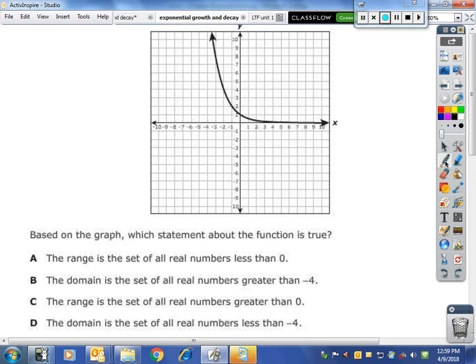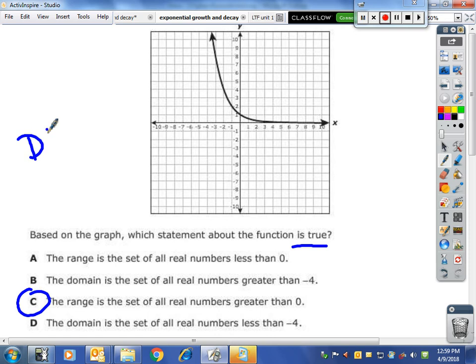All right, now we want to know, based on this graph, which of these things is true. Please read through those in your head and pick which one you think is true. All right, and what is it? C. The range is the set of all real numbers greater than 0.